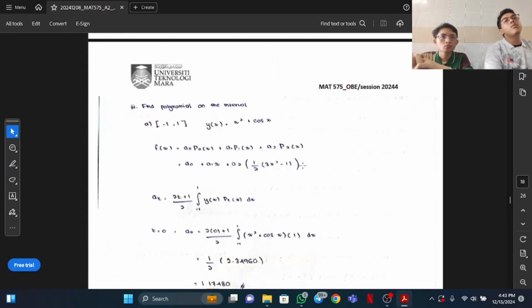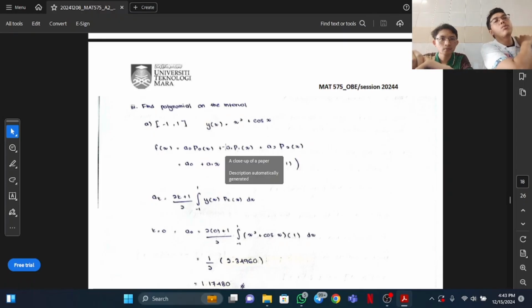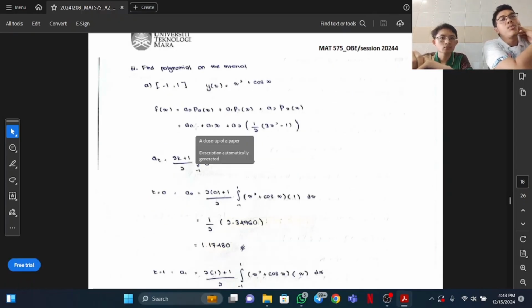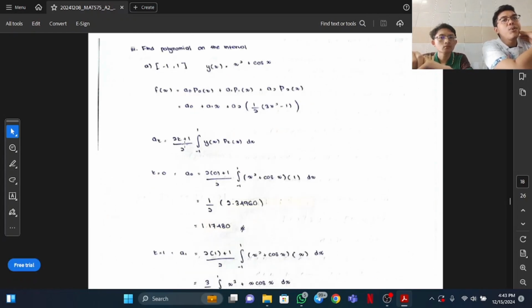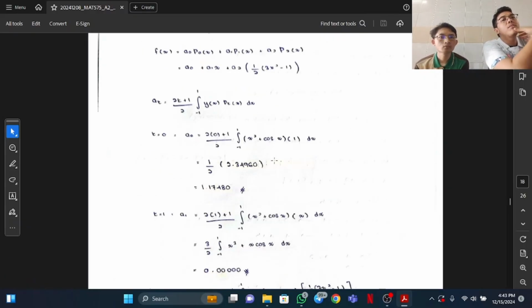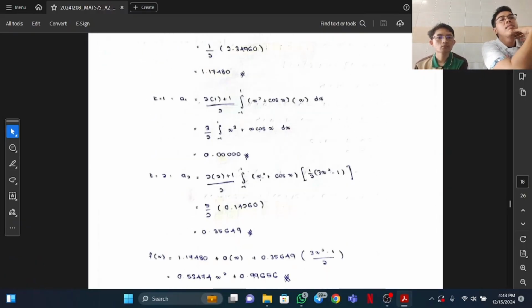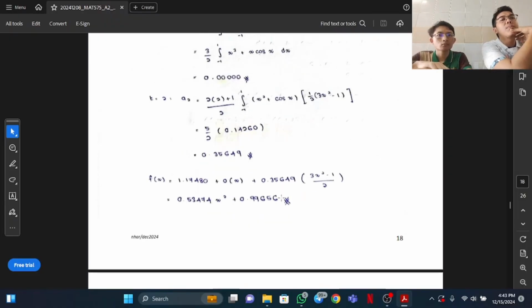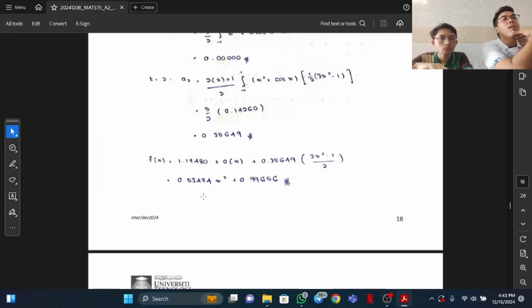So for the next question, we need to find the polynomial on the interval, which is for the negative 1, coordinate negative 1, 1, we have no problem. We only use our same formula to insert, which is use the formula and calculate our a naught as ak equal to 2k plus 1 over 2 and Legendre integral yx dkx dx, and then we calculate all of this, and then we substitute into function of fx, and we get the final answer of 0.53474 x squared plus 0.99656.